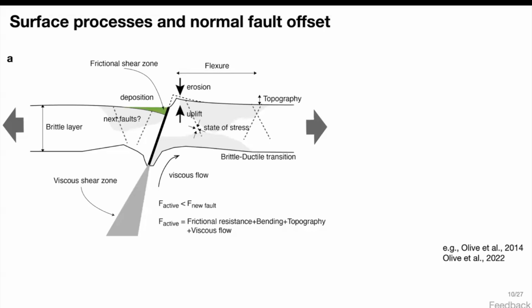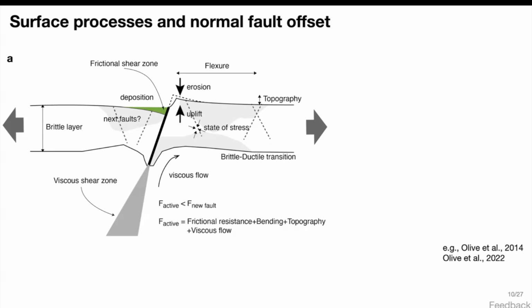The force you need to slip along this discrete fault depends on four parameters: the frictional resistance along the fault, and also the viscous resistance, which is maybe less important in the viscous domain. The bending, so the resistance to bend of the brittle layer, and the force you need to support topography that you create during the bending of the footwall. And then you have the flow, so the ability of the ductile part to flow and to allow for the fault to slip.